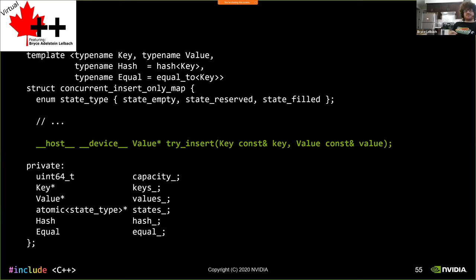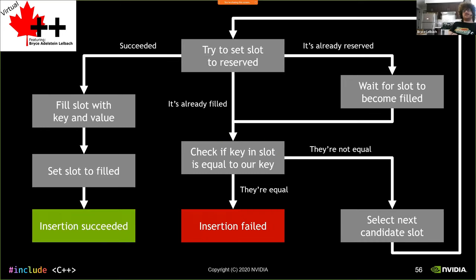Okay, so now let's look at our concurrent insertion algorithm. I've made a little flow chart to explain how this works. One thing we should note is that we don't support removal in this little example. And also, if there's already a key in the hash table for the key that we're trying to insert, we don't overwrite it. We just fail to insert and return a null pointer. Okay, so here's the little flowchart.